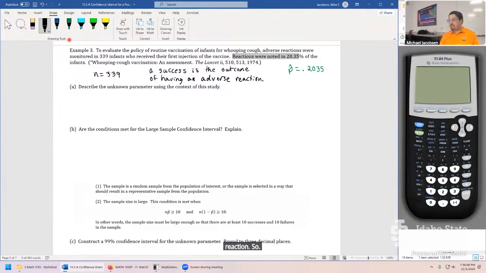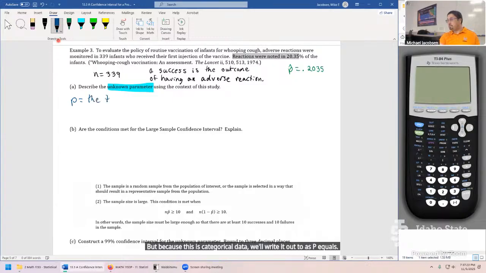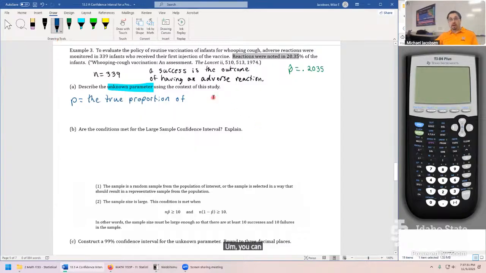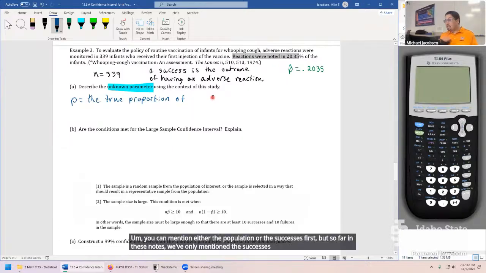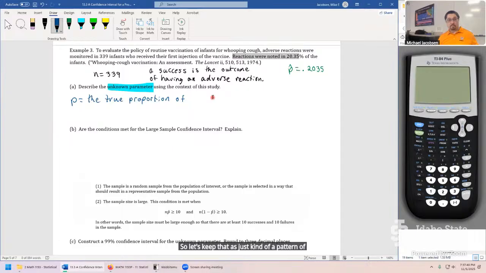So this gets us started. We'll describe the parameter, briefly check the conditions, just looking into condition 1, condition 2 from the full procedure that we saw up there in the notes. And let's start off with the parameter P. It just says unknown parameter, but because this is categorical data, we'll write it out as P equals the true proportion of, you can mention either the population or the successes first, but so far in these notes, we've only mentioned the successes first. So let's keep that as just kind of a pattern of attack for this parameter.